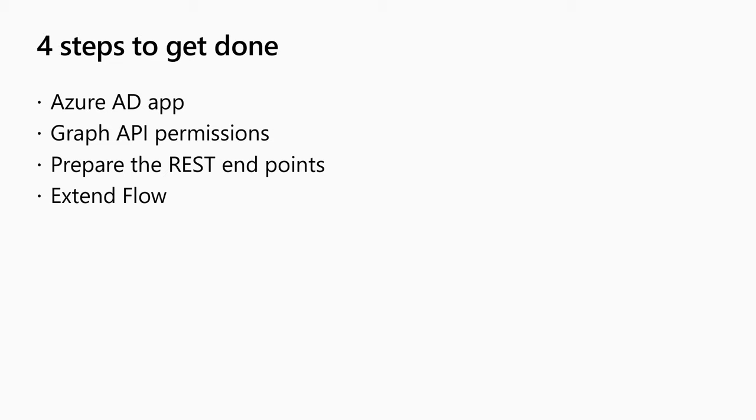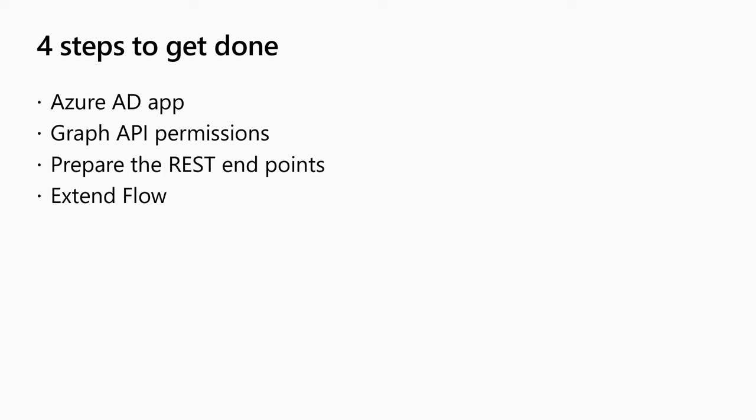So first, we're going to create Azure AD App. Then we're going to set some permissions for the Graph API. Then we're going to look upon the REST endpoints which we need. There are tons of REST endpoints in the Graph API, so you have to find out, do you need GET, do you need POST, what's the endpoint, what's the parameters required for that. Then we're going to start extending Flow to consume that information.